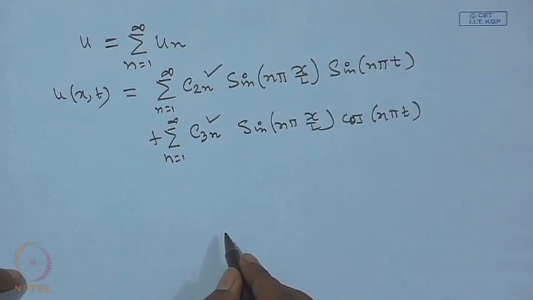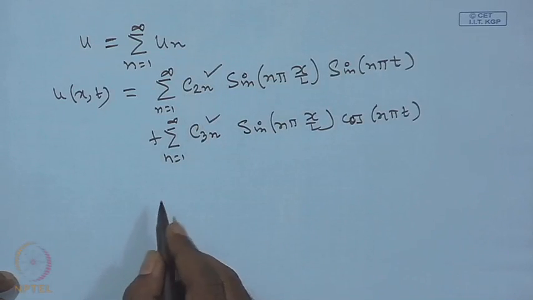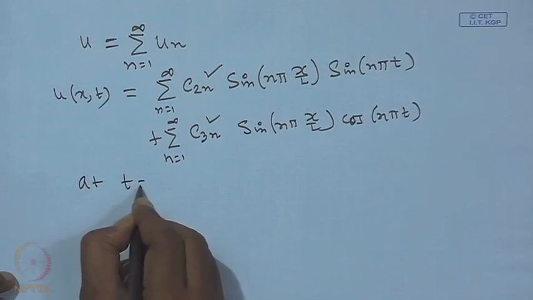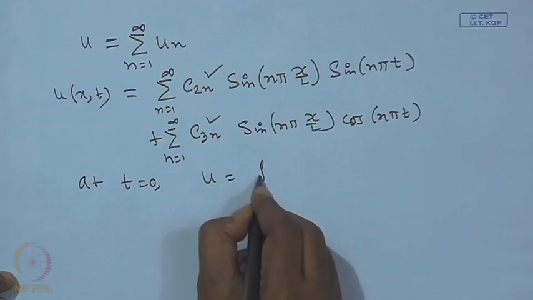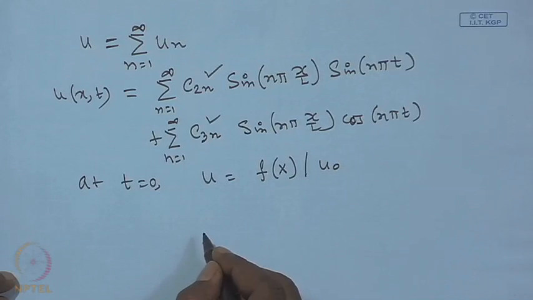These two constants will be evaluated as follows. If you remember, in the original problem we had 4 conditions, 2 conditions on t = 0 and 2 conditions on x. We have already utilized the 2 boundary conditions on x and arrived at the eigenfunction sin(nπx/L). Now, we will utilize the leftover 2 initial conditions. These were at t = 0, u is equal to some prescribed function of x, or it may be a constant as well, u0.